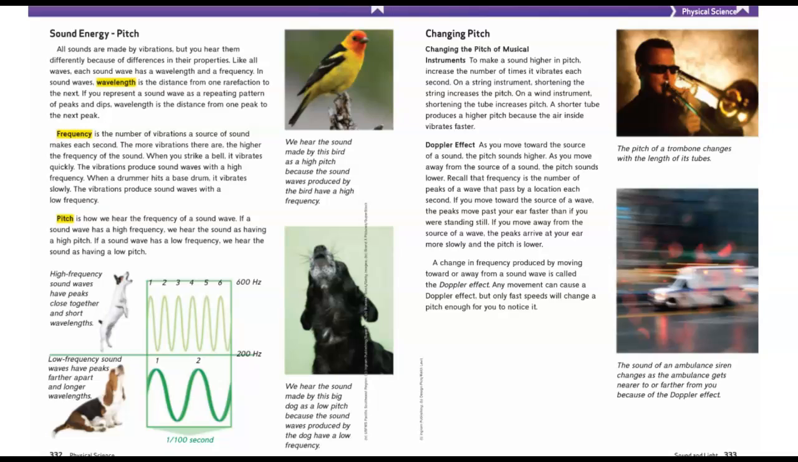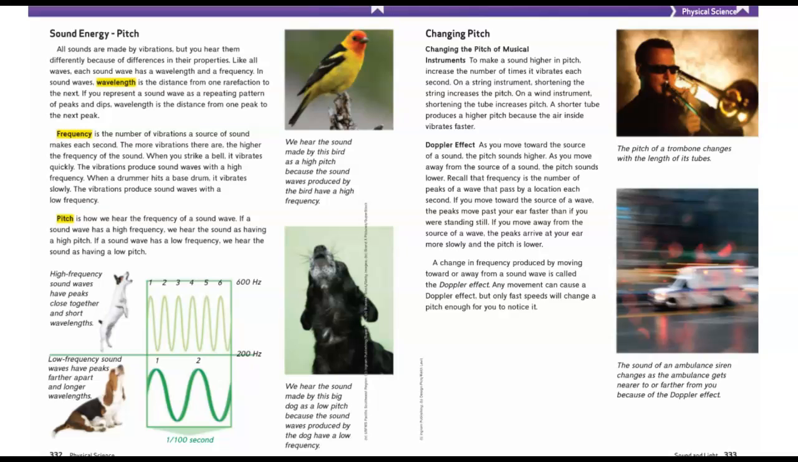Changing the pitch of musical instruments. To make a sound higher in pitch, increase the number of times it vibrates each second. On a string instrument, shortening the string increases the pitch. On a wind instrument, shortening the tube increases pitch. A shorter tube produces a higher pitch because the air inside vibrates faster. So remember, when those particles are closer together, they will vibrate faster, or you'll hear it faster.